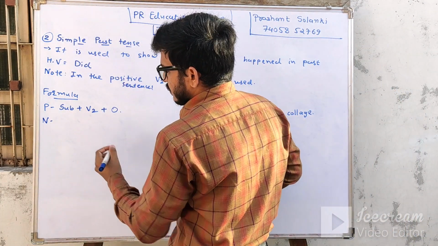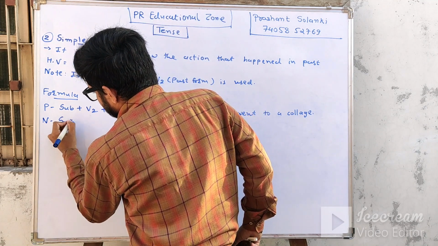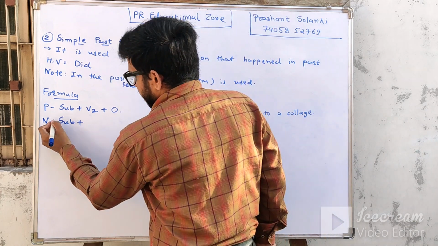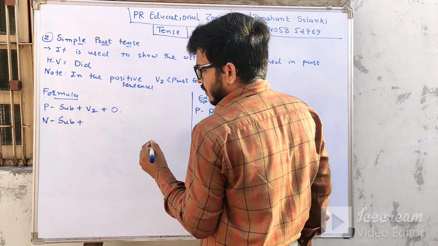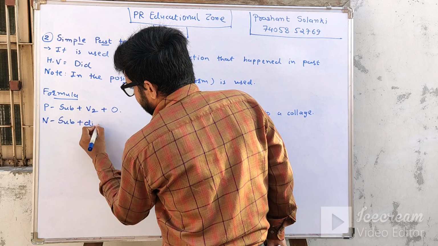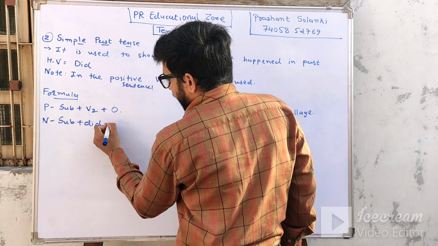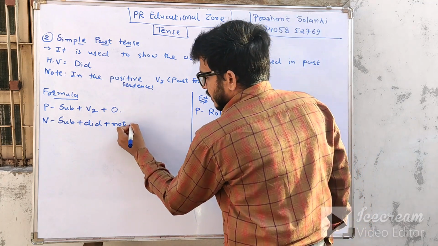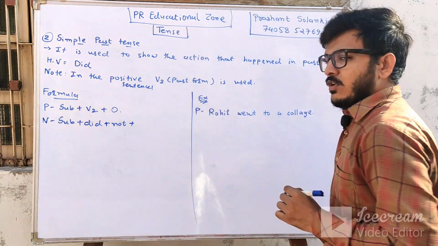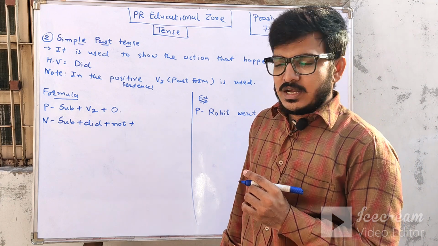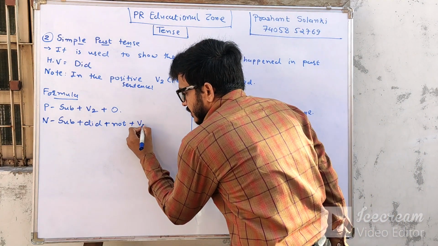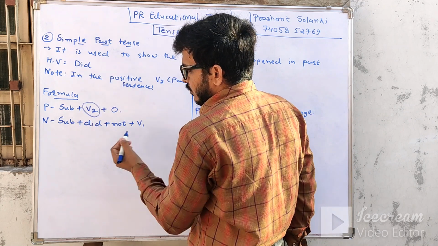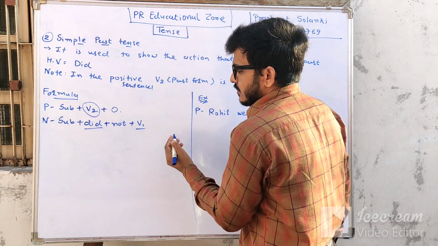Now negative: subject, and in the negative sentence we have to use a helping verb, and as I said earlier, not comes after the helping verb. And here one thing we have to remember. What is that? The verb first form comes here, because we convert verb 2 into did and verb 1.